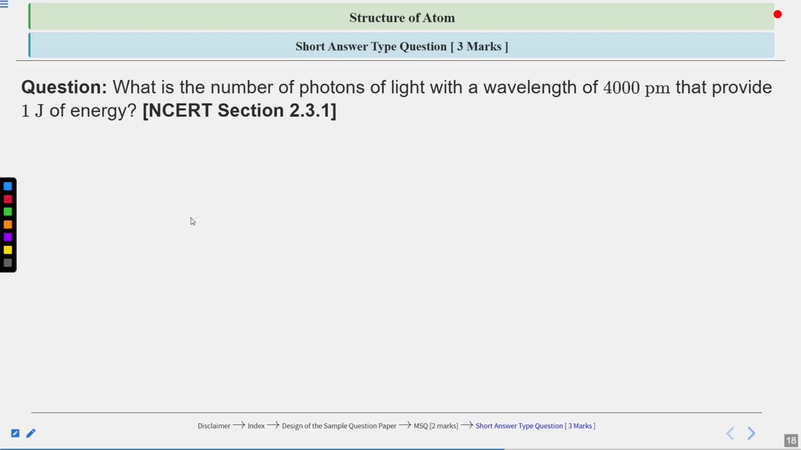Moving on to the next short answer type question. You have to find the number of photons of light having a wavelength of 4000 picometer that provide 1 joule of energy. Okay, your time to solve this question starts now. The time is up.